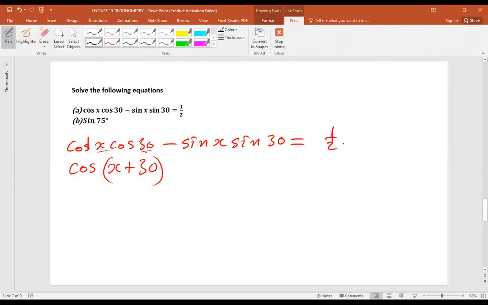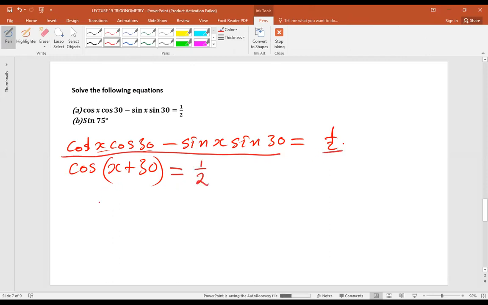Okay. So I was saying, this is just the same as saying cos(x + 30). I hope you're able to see the screen. So cos(x + 30) can also be written as cos x cos 30 minus sin x sin 30. So I've just reduced it to that. Then we say this is equal to half.